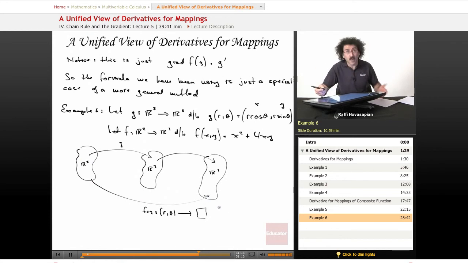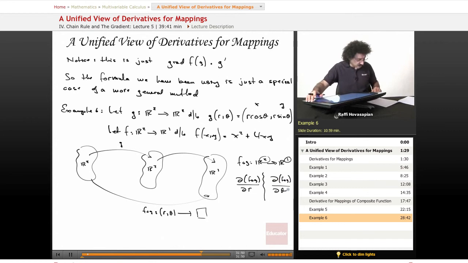So basically what we're going to have at the end, notice, R2 to R2, R2 to R1. So f of G is a mapping from R2 to R1. So let's write that down. F of G is a mapping from R2 to R1. So what we're going to end up having is a 1 by 2 matrix. And so we're going to have df of G dr. It's going to be one partial derivative, and the other is going to be df of G d theta. That's what we're going to end up with at the end. So let's just do it according to our method.